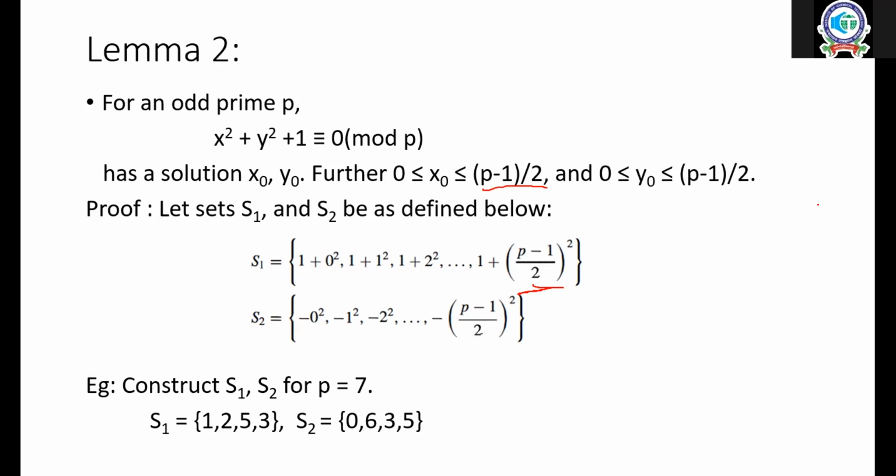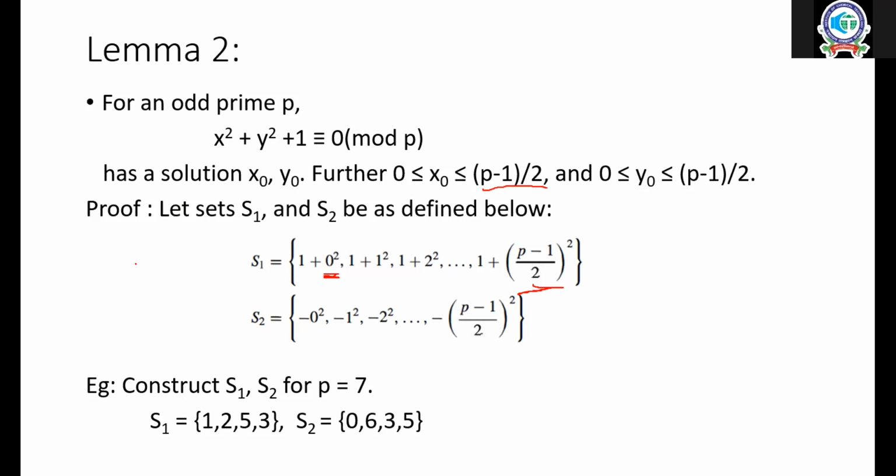Yes, please. Go ahead. How many elements are in S1? P minus 1 by 2. P minus 1 by 2 or p plus 1 by 2? Oh, 0 is there. P plus 1 by 2. Yeah, we are starting from 0, 1, 2, 3 up to p minus 1 by 2, right? So p minus 1 by 2 plus 1, that is p plus 1 by 2. Do you agree now? Okay. The number of terms in S1 is p plus 1 by 2.